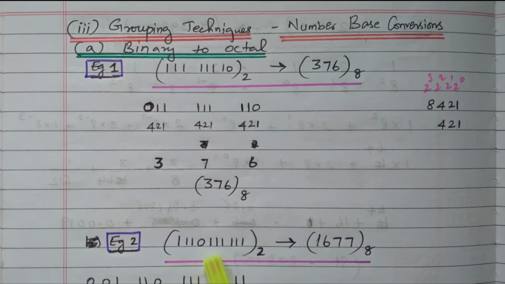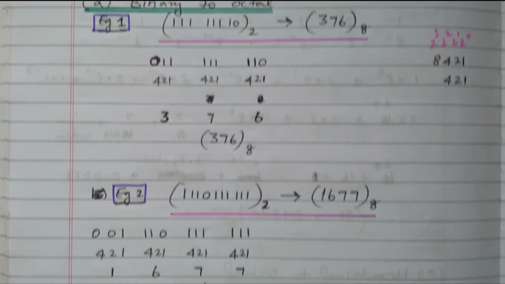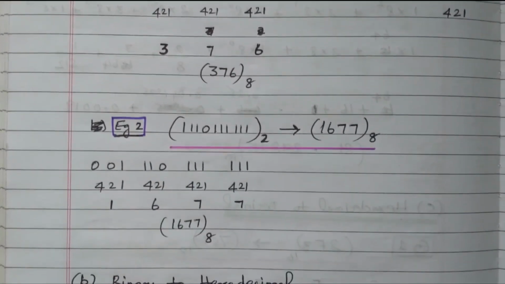111 to base 2. This binary should be converted into octal. So while converting, what we got? 1677. We will see how we got this value, 1677.